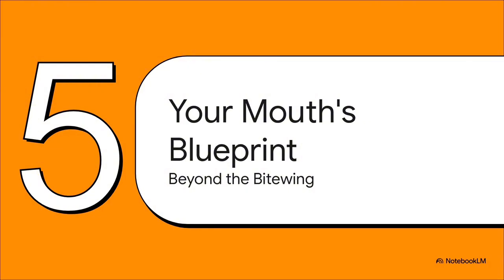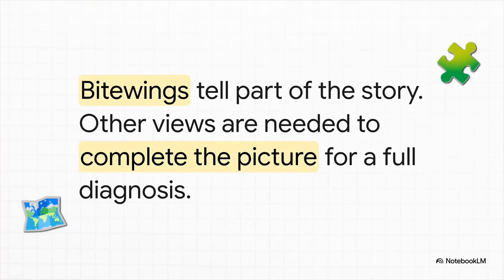But bite wings, they're really just one part of the whole story. To get a full, complete understanding of what's going on, your dentist needs more of a complete blueprint of your mouth. A good way to think of it is like a map. The bite wing X-rays give you that detailed street-level view. But sometimes your dentist needs the satellite image to see the whole city, right? And that's where other types of X-rays come in.